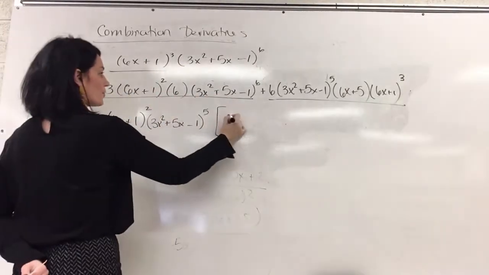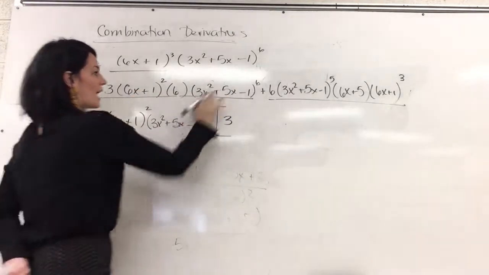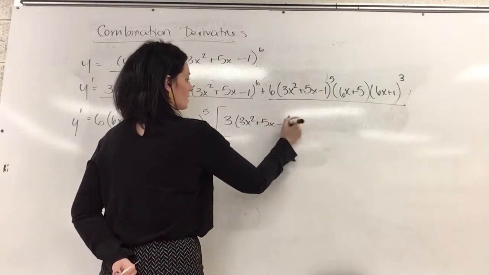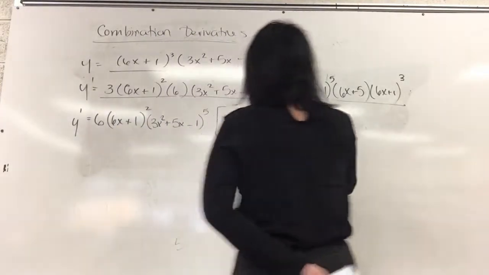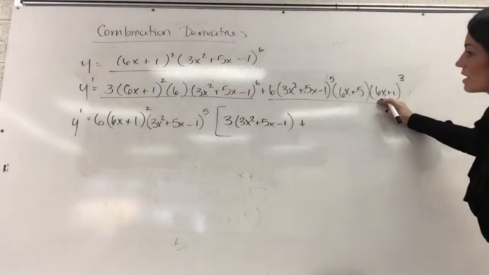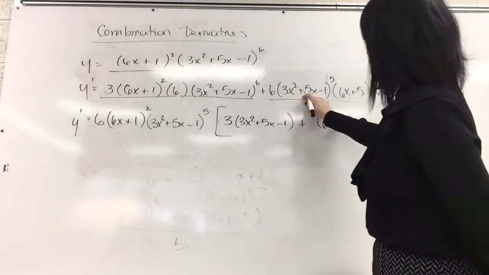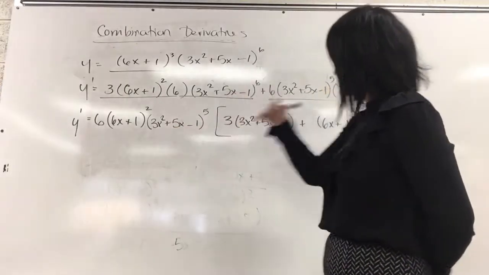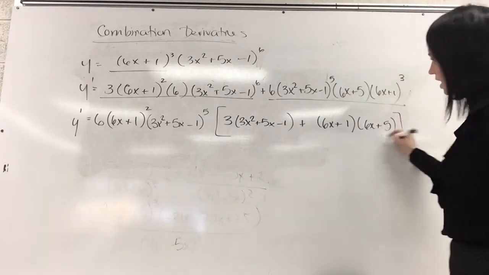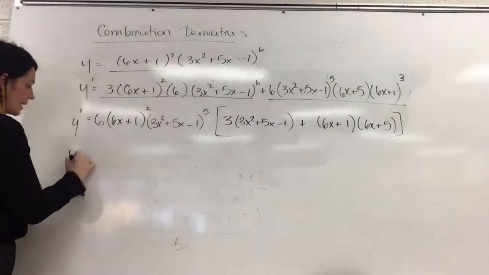So I'm still going to have a 3, this divided by this, nothing, 6 divided by this, nothing, and I have one of these brackets. So 3x squared plus 5x minus 1. And then I'm going to do the same thing over here. So 6 divided by 6. 6x plus 1 to the power of 3, so I still have one of those, so 6x plus 1. This bracket to the power of 5, this bracket to the power of 5, gone, and I still have a 6x plus 5. So then to finish simplifying, I need to figure out what's going on inside this bracket.